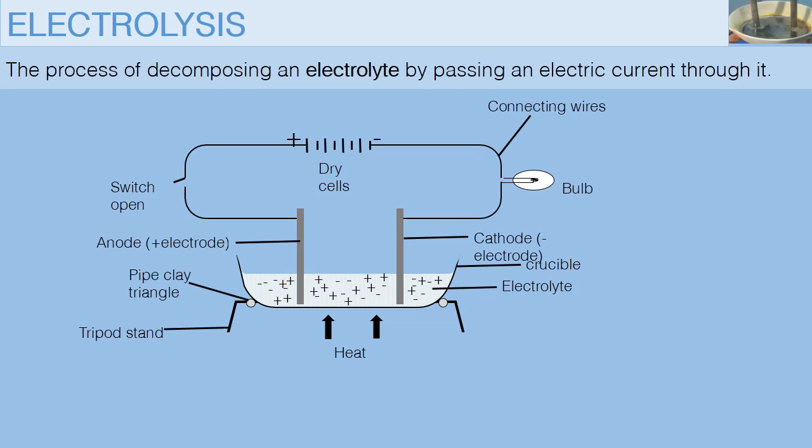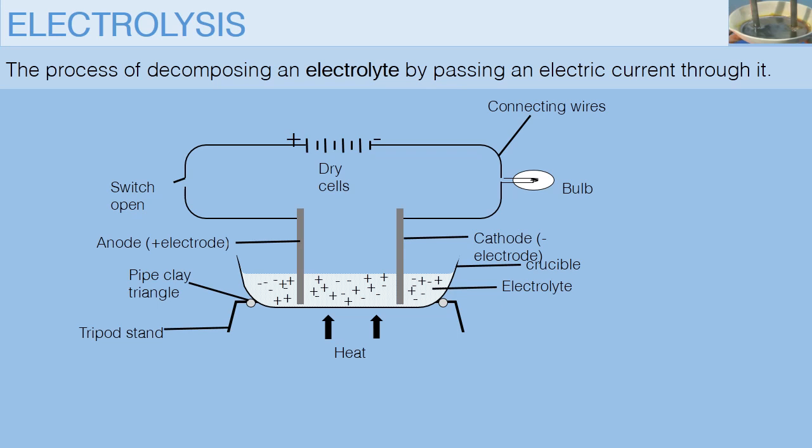We are going to talk about electrolysis. This is the process of decomposing an electrolyte by passing an electric current through it. The setup that we had for molten or aqueous substances is repeated here.